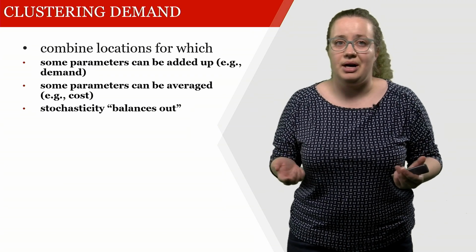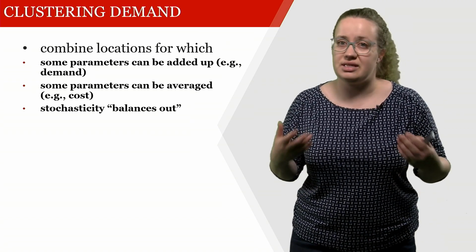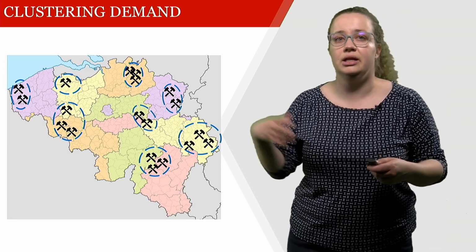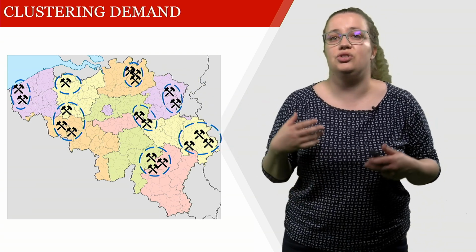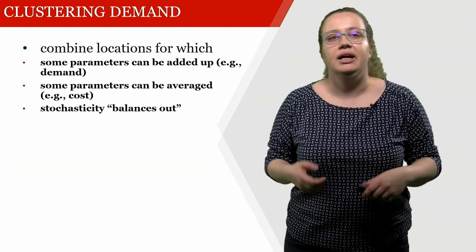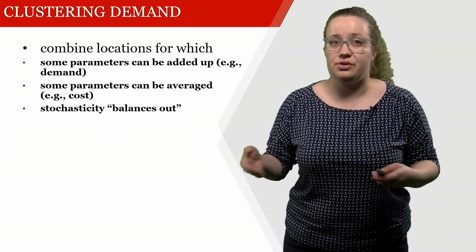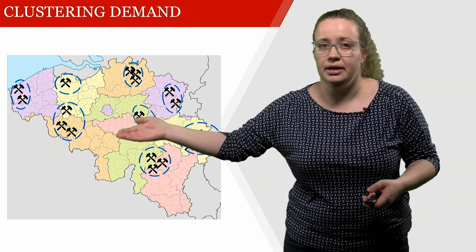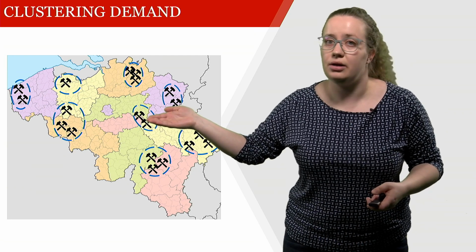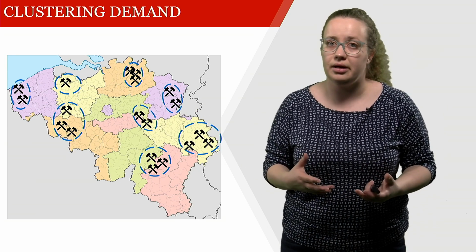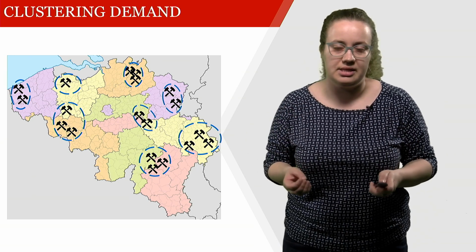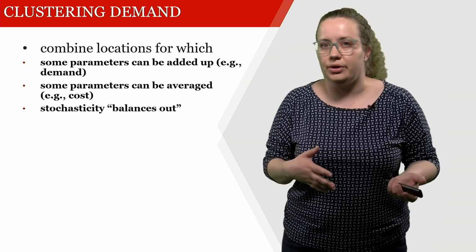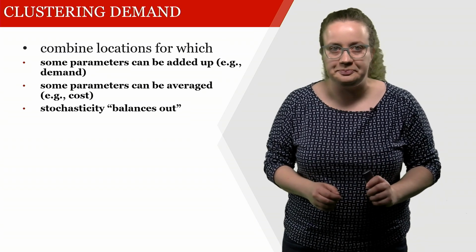If we want to cluster demand, we would like to combine locations in a way that some parameters can be added up. So for example, if we look back one slide here, the demand of these locations should be treated as one. On the other hand, some other parameters will have to average out. If we look back into this slide, then let's just say we're placing a workshop here, and then the distance between these locations and this sawmill here should be roughly the same. And lastly, stochasticity may balance out or not. So this is also something to consider.